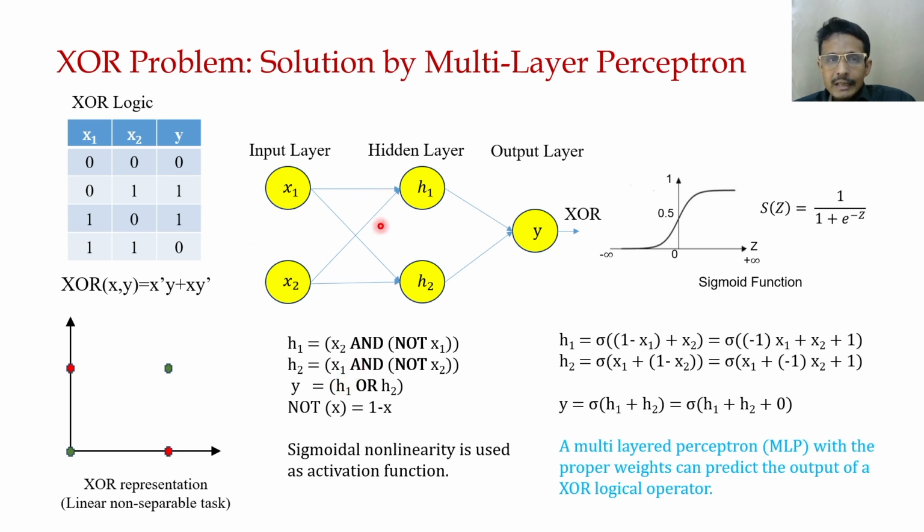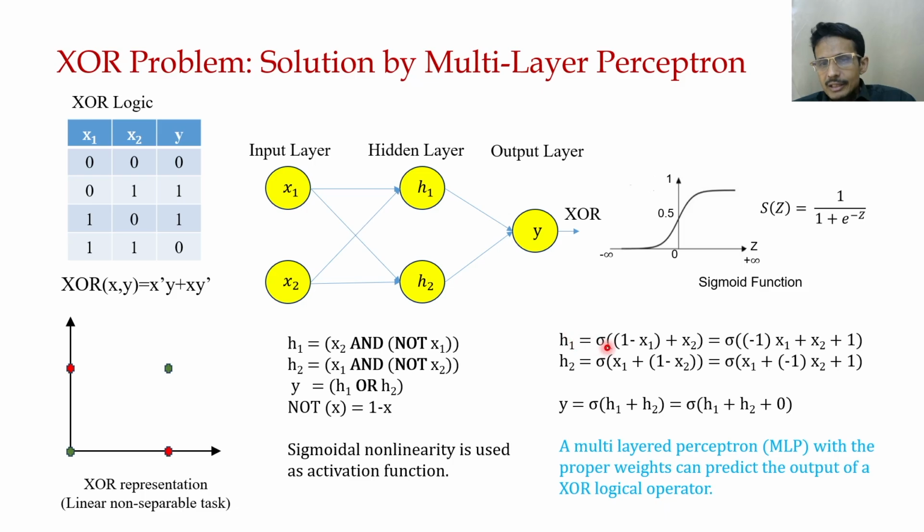Now if either of these two combinations holds, the output is 1, but if neither combination holds, then the output is 0. So what we are going to do is, our Y, the XOR gate, is basically H1 or H2. This is our logic, and it is again a single-layer perceptron. So just by putting another layer in between, we can easily implement this kind of XOR logic.